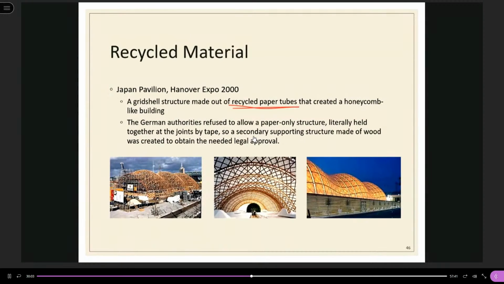So a secondary support structure made of wood was created to obtain the needed legal approval. So this is the Japan pavilion. They use recycled paper as a type of building material.